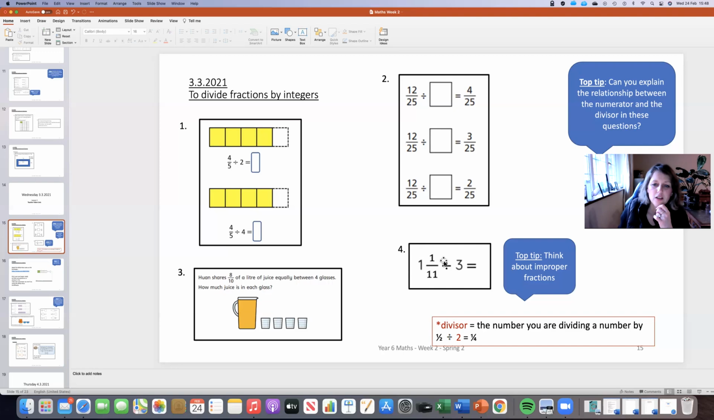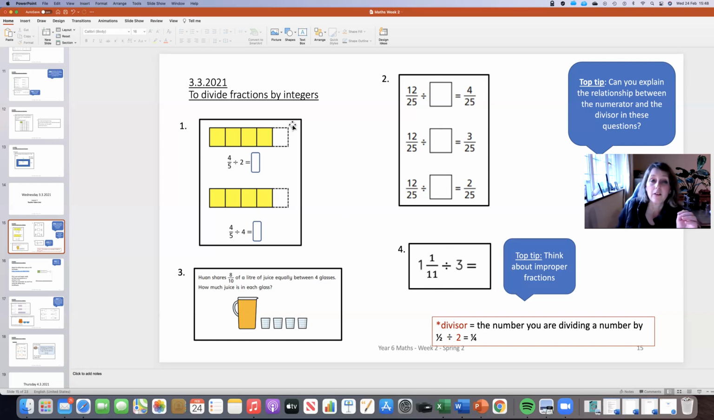Absolutely. You need to find the equivalent of this as an improper fraction. If I say in my class, it's improper, innit? So an improper fraction. What would 1 and 1/11 be as an improper fraction? I think you know. Can you then divide that by 3? Yes, you can. Brilliant. So have a go at those independently.